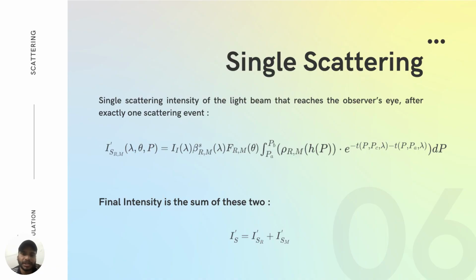Now let's begin the single scattering phenomena. So this is basically the definition. Single scattering phenomena we have already discussed. This is the formula from which we have to calculate via integration. And here T is the transmission coefficient that is coming from P to PC.